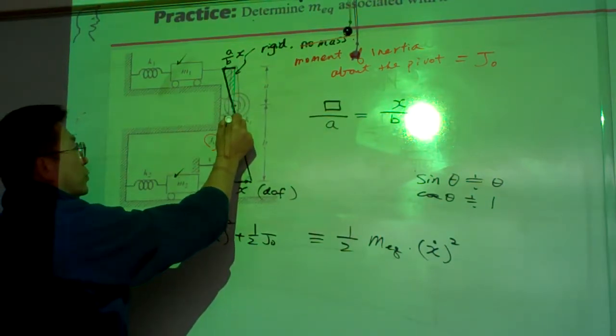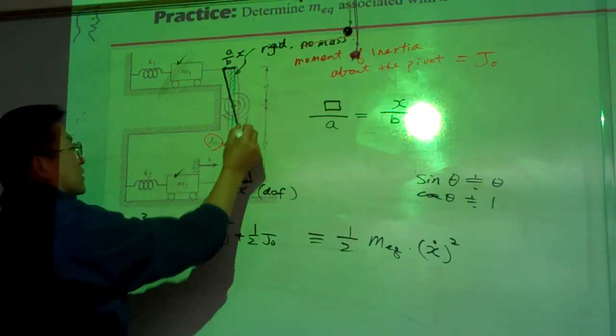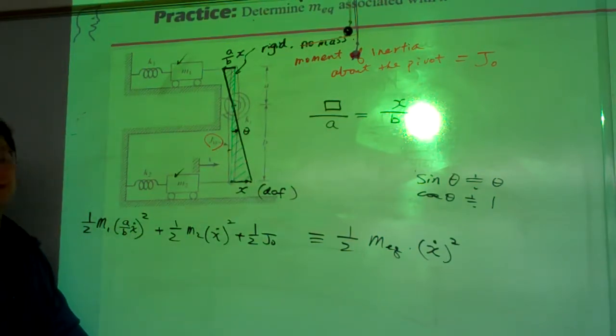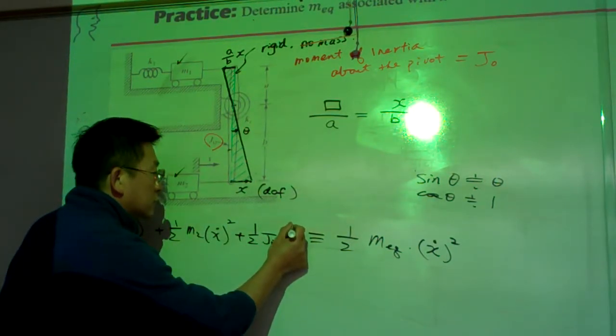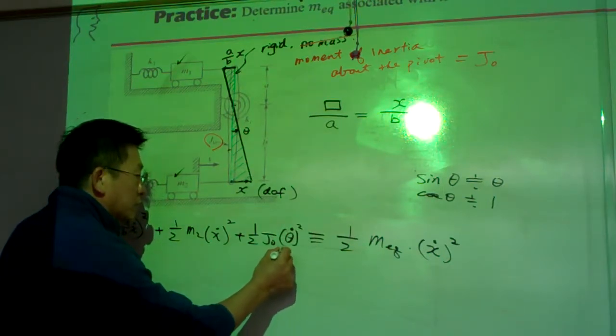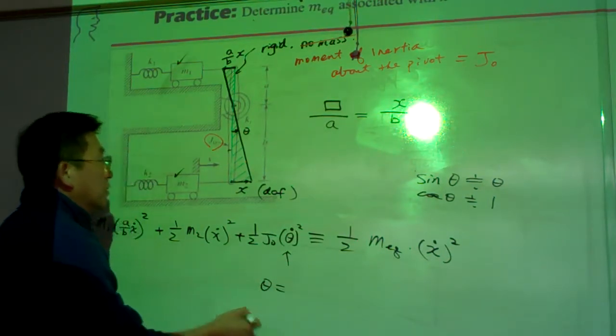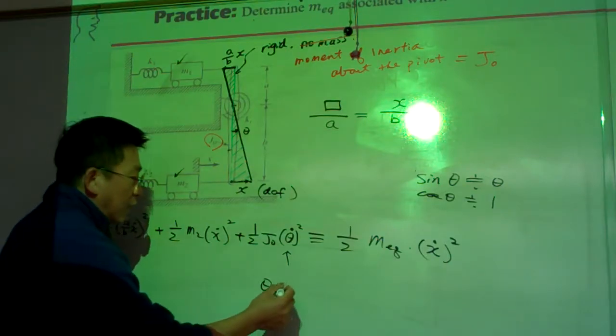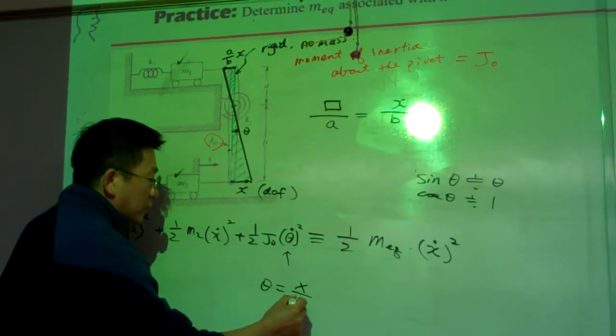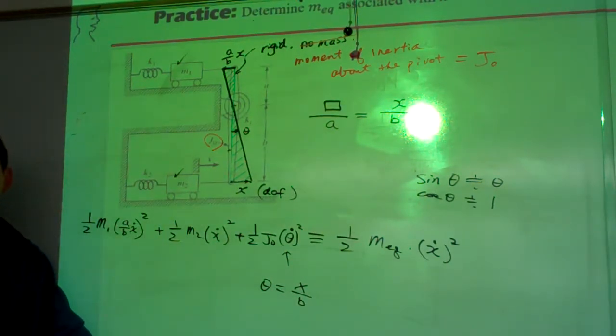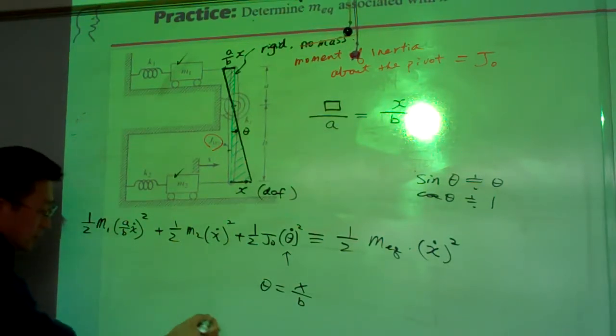And let me say this angle is theta. Okay, what is theta? So basically that is theta dot squared. And what is theta dot? Theta, if you look at this geometry, theta equals x divided by b. Again, we assume it is small.